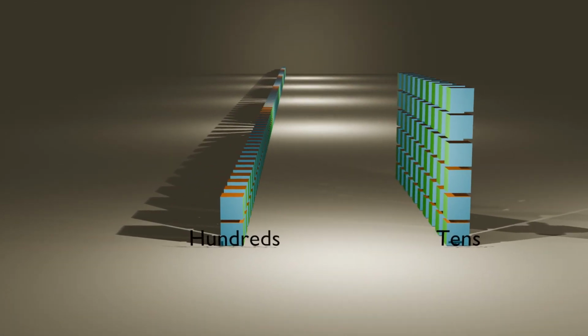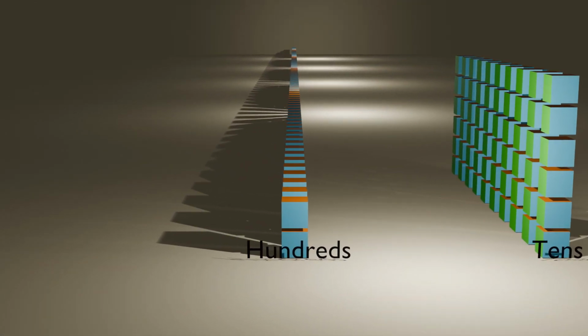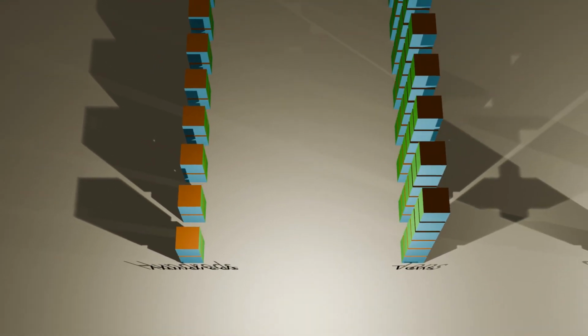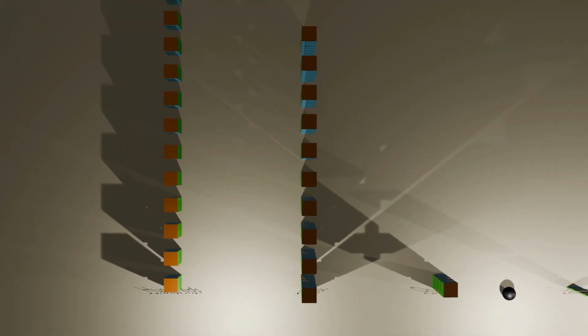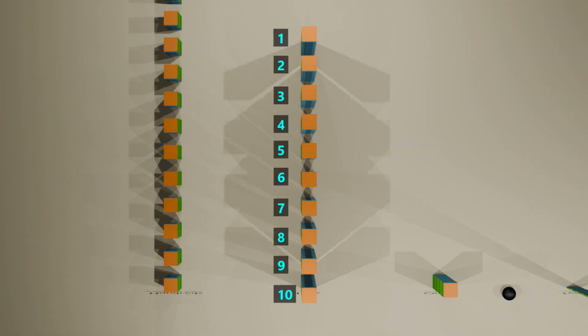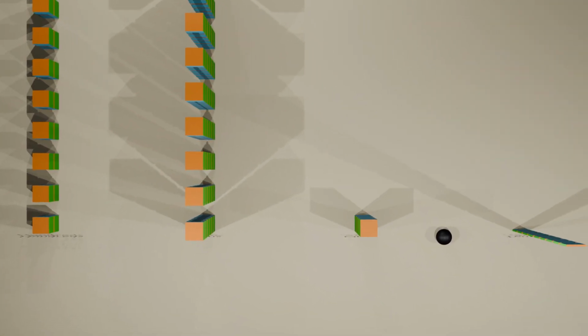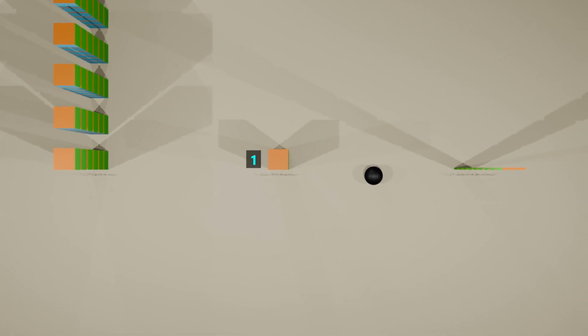This is the hundreds place value. Each level is made of 100 blocks. This is the tens place value. Each level is made of 10 blocks. This is the ones place value. Each level is made of 1 block.